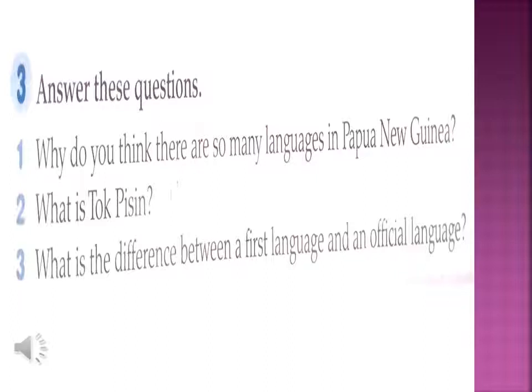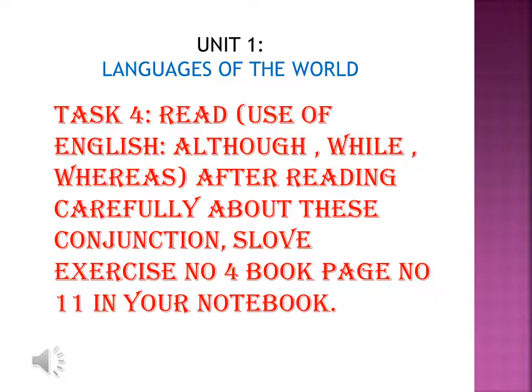Now let's check your understanding level, how much you have understood the text of page number 10. So for this you have to write answers of these questions in your notebook, which are shown in this picture. Exercise number 3, page number 11. Step by step. You are doing great job. Let's move towards task number 4. Read use of English, although, while, whereas. After reading carefully about these conjunctions, solve exercise number 4, book page number 11 in your notebook.